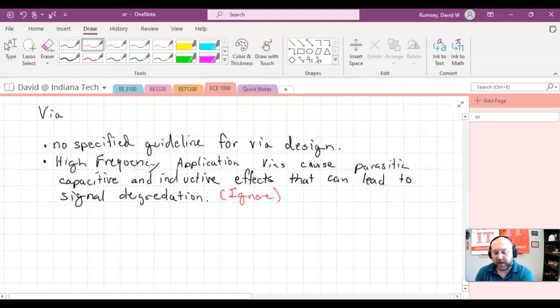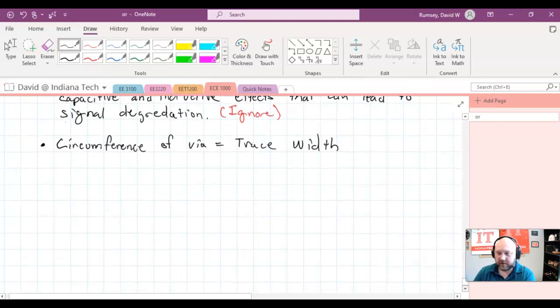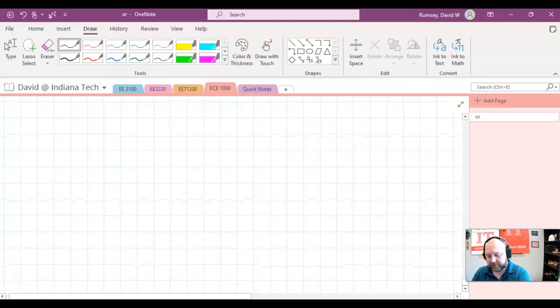So we are going to have a general rule of thumb here for us. The general rule of thumb that I've seen several people use and that I've used before is that you make the circumference of the via equal to your trace width. So let me draw a picture to illustrate what I'm talking about.